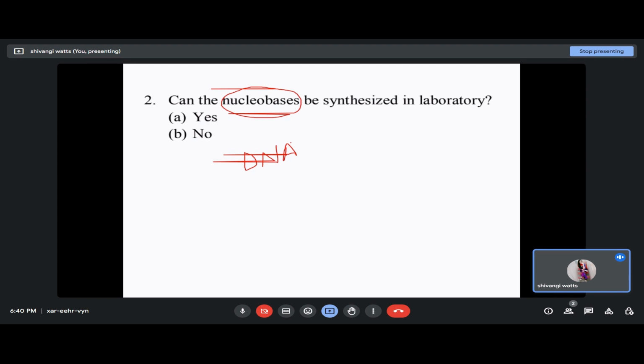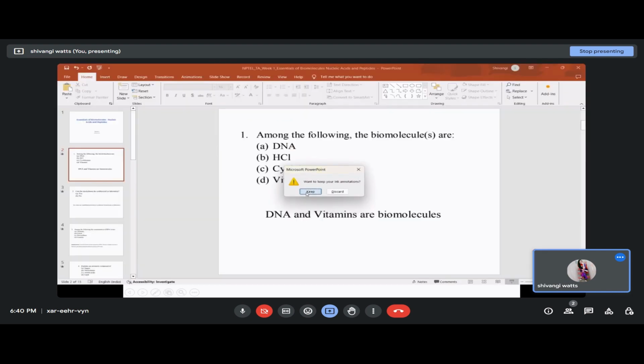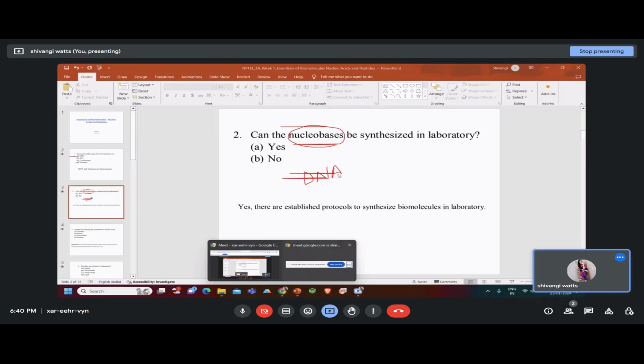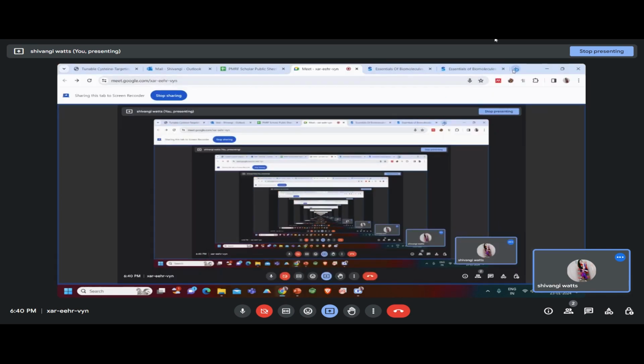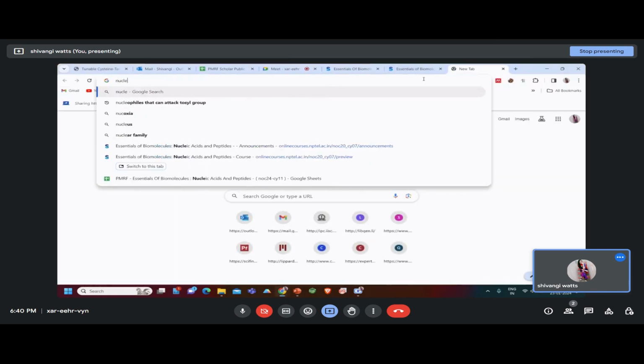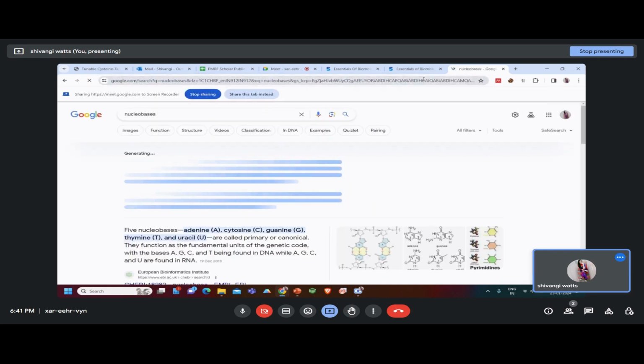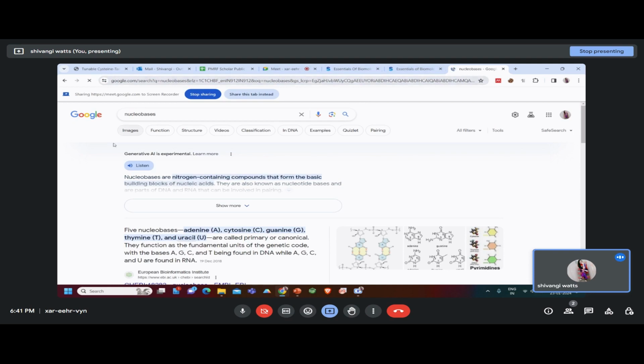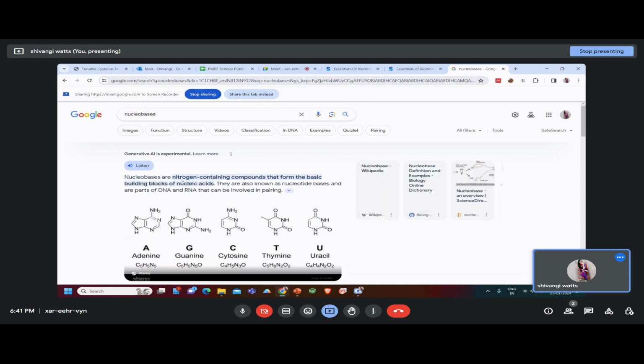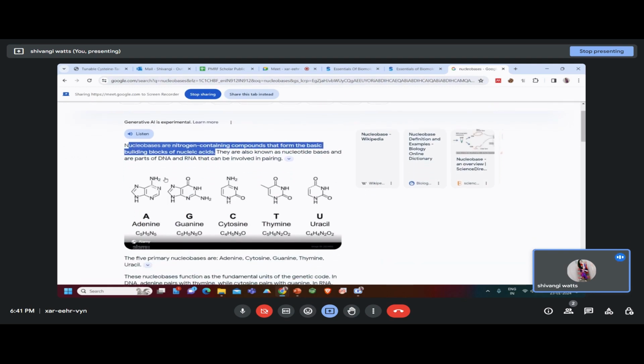And nucleobases are further of two types, purines and pyrimidines. I will show you the nucleobases. Yeah, so these are the nucleobases. Nucleobases are the nitrogen containing compounds that form the basic building block of the nucleic acid.